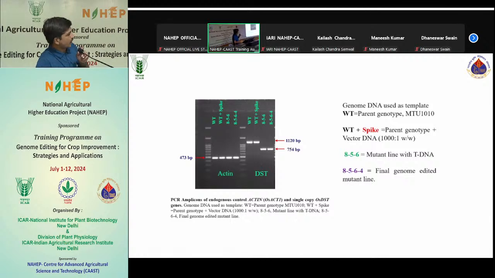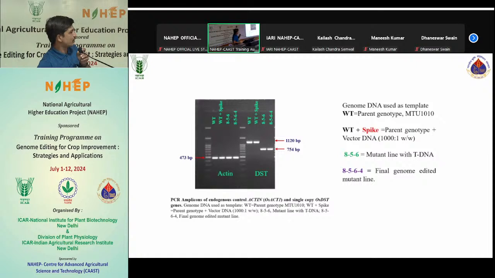After isolating DNA, first I'll tell you: wild type is my parent genotype, and I spiked the parent genotype with my vector DNA. This is my mutant line with tDNA, and this is my final genome edited line, Cas9 free. I isolated and purified DNA. First I tested all my genomic DNA with the internal control and also DST, because DST is a single gene in the rice genome. That's why I used it. So this is my mutated sequence.